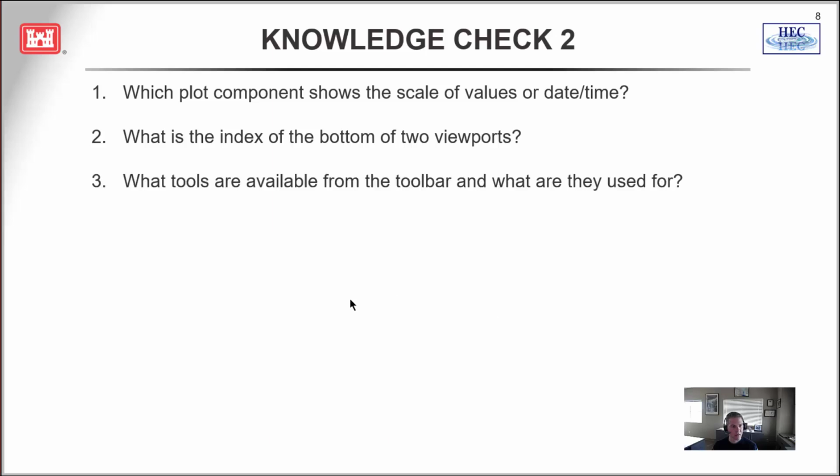Okay, last question. What tools are available from the toolbar and what are they used for? We had the select tool, the arrow tool, so that you could hover your mouse over a data set and see the value. And then also the zoom tool. You can choose the zoom tool and zoom in on an axis, or you could also zoom in within the viewport as well.